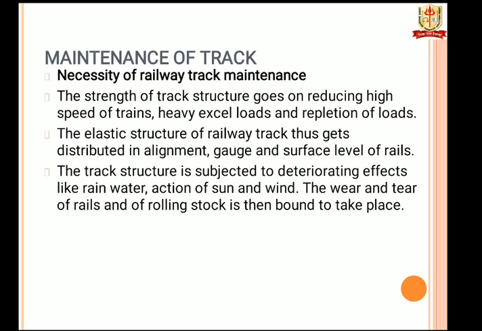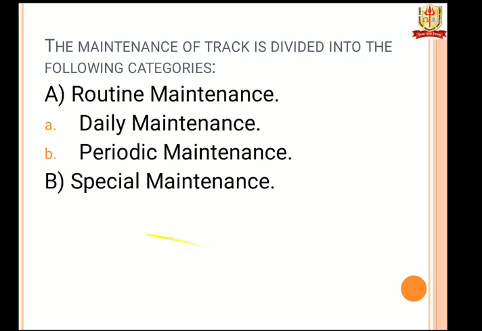So the strength of the track structure goes on reducing due to high speed of the trains, heavy axle loads and repetition of the load. The elastic structure of railway tracks thus gets disturbed in alignment, gauge and other surface levels of the rail. The track structure is also subjected to deteriorating effects like rainwater, action of sun and wind. The wear and tear of rails and rolling stock is then bound to take place.